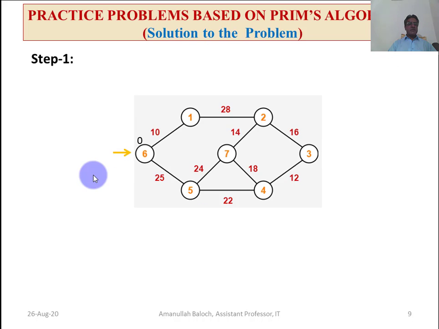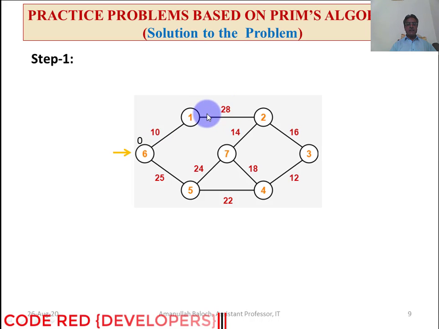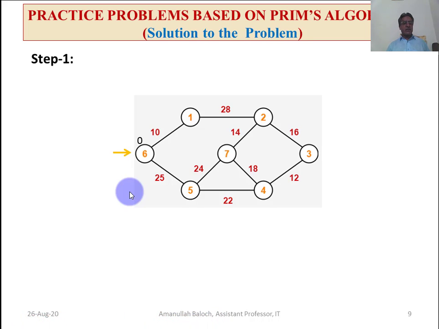In step 1, we will assign the root node the value 0, while the other nodes contain the value infinity, and these are the weights of the edges between the two vertices. This is an edge and its weight is 10. This is an edge and its weight is 28. Many edges. We will start from the root node, that is node number 6, whose key value is 0.